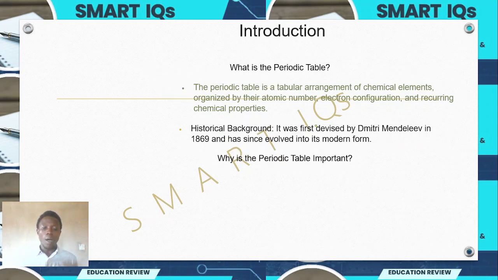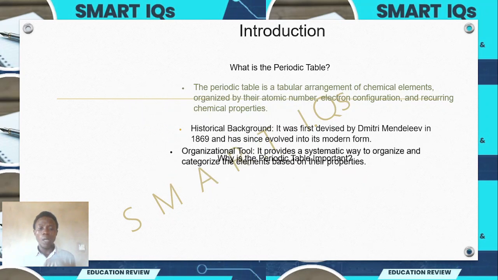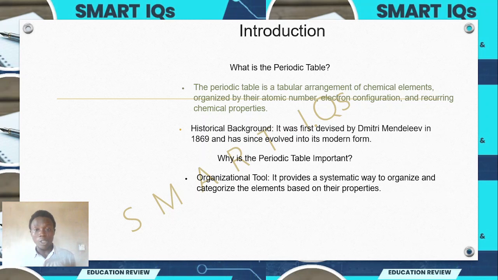Then, of what importance is the periodic table? Why is the periodic table important? We are going to talk about it as an organizational tool. What that means is that the periodic table provides us a way to organize and categorize elements based on their chemical properties. Are we together? So it's so important.